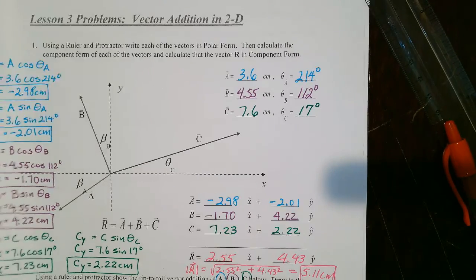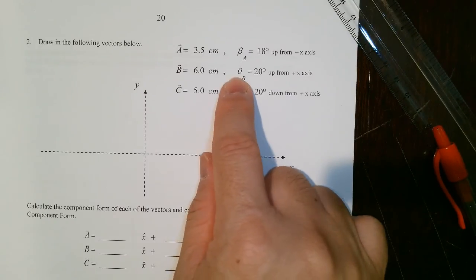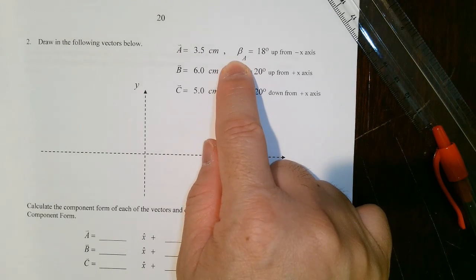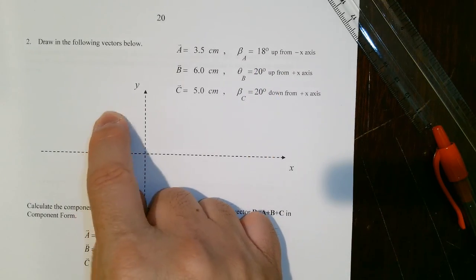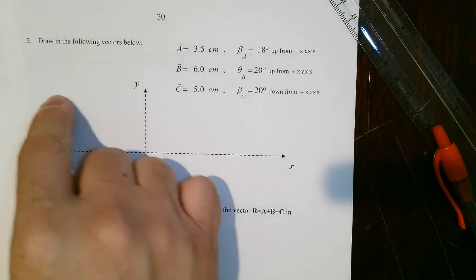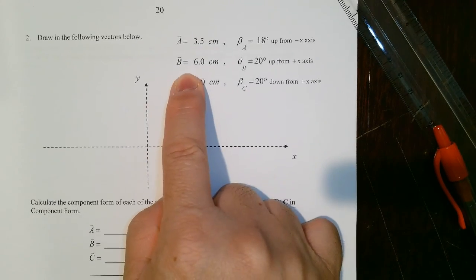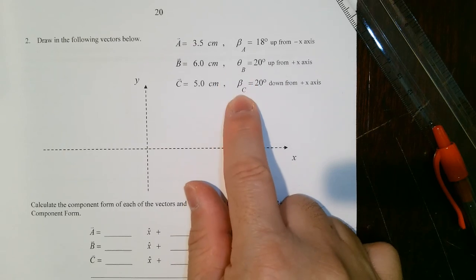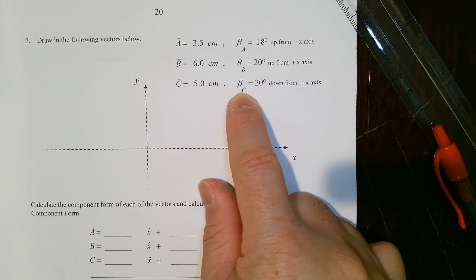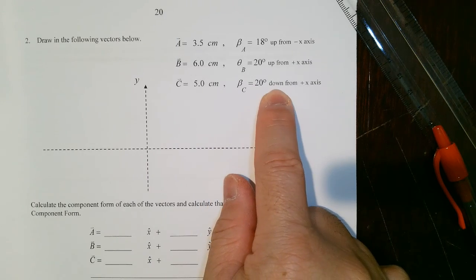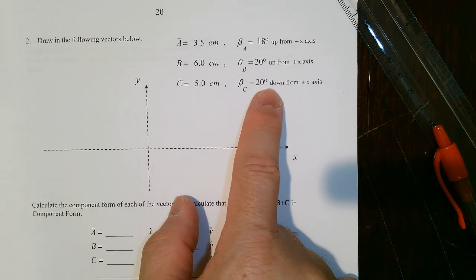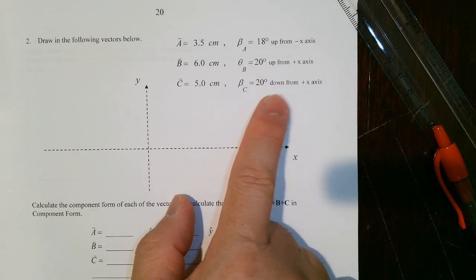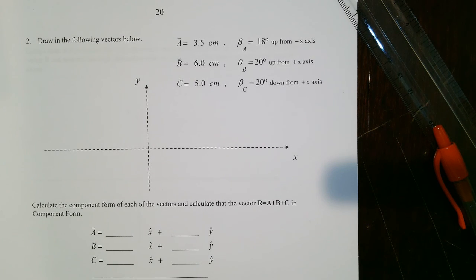Make sure you have this. Now be careful because see, this is for A, it is 18 degrees up from negative x-axis. So it's in second quadrant for A. Okay, so I'm just giving you that heads up. Theta and beta, okay? This beta here, C, is 20 degrees down from the positive x-axis. So this is in fourth quadrant. So be careful. All right, so get to work. I'll stop the recording here.